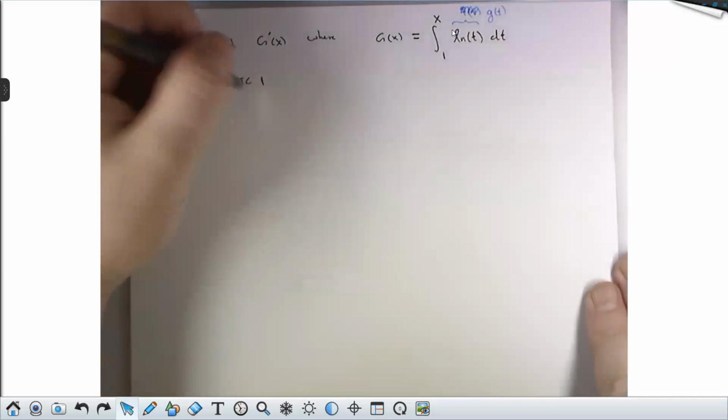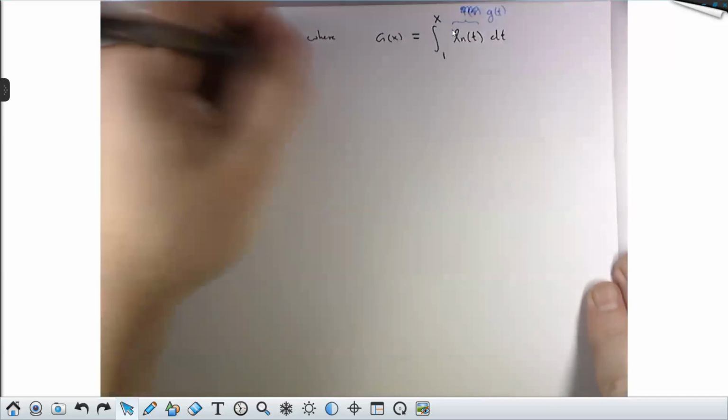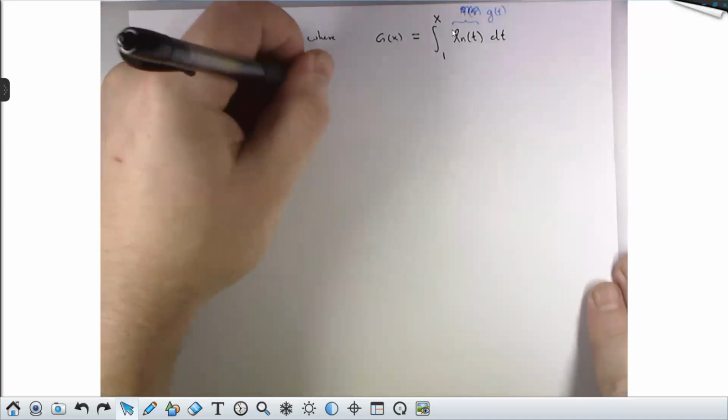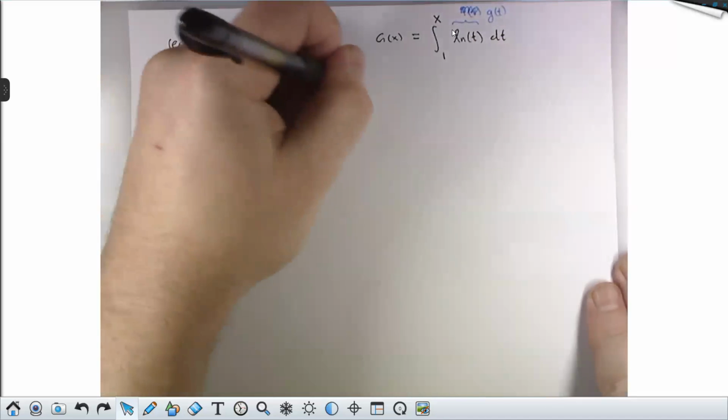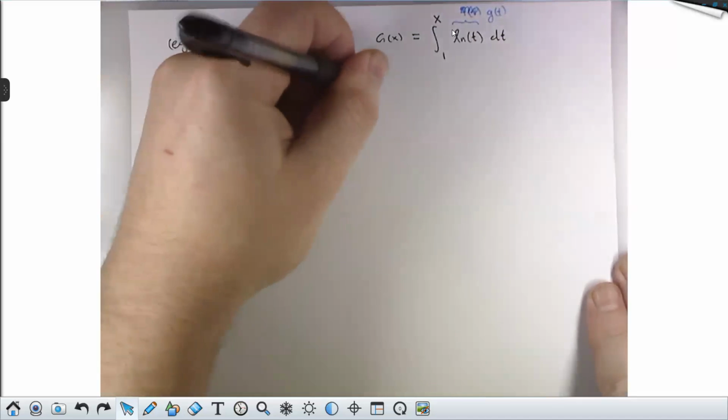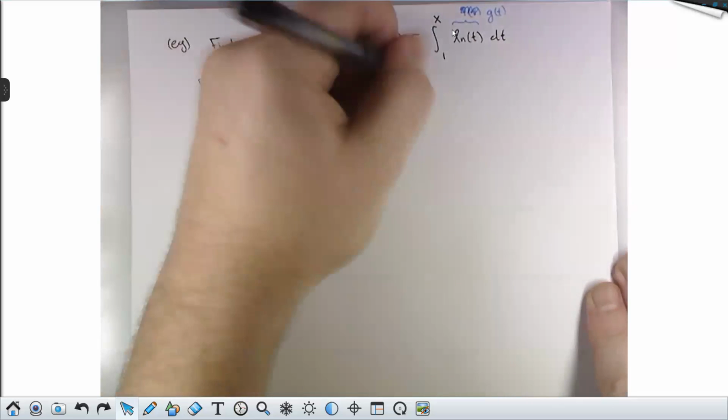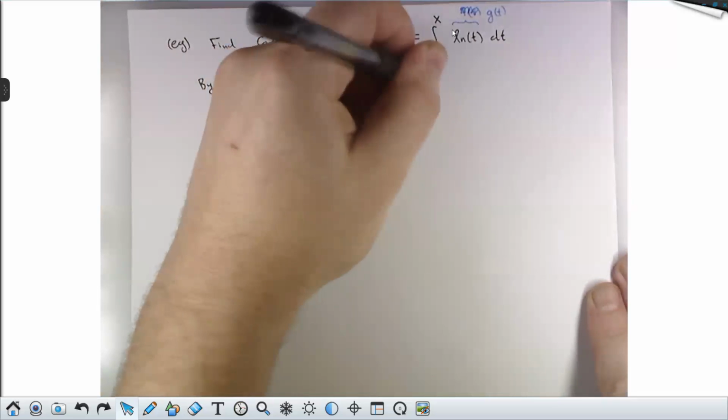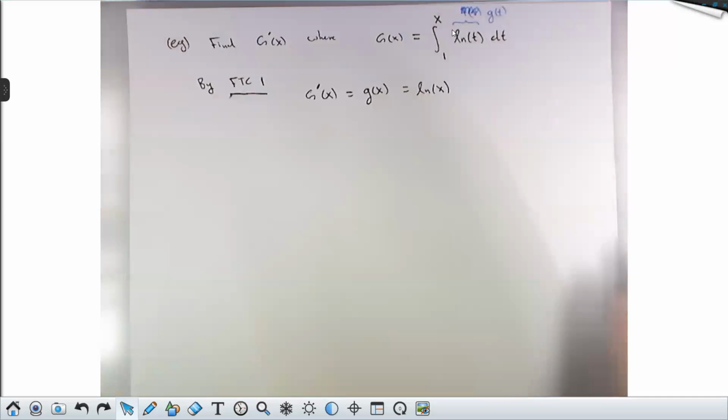By FTC1, big G prime of x should just be equal to little g of x, which is the natural log of x. So again, just taking this variable, plugging it into this thing. That's your derivative.